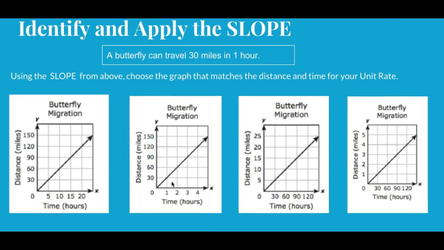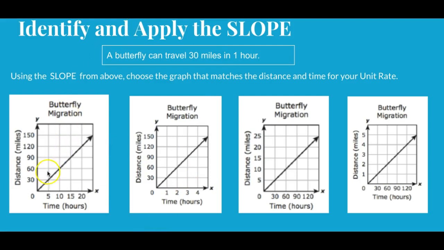Let's talk about this. Okay, so it says a butterfly can travel 30 miles in 1 hour. Using the slope from above, which graph matches the distance? All right, I want you to determine briefly which graph matches what was just said here. All right, I hope that you looked at it. Did you guys look at this and say that it's this one?